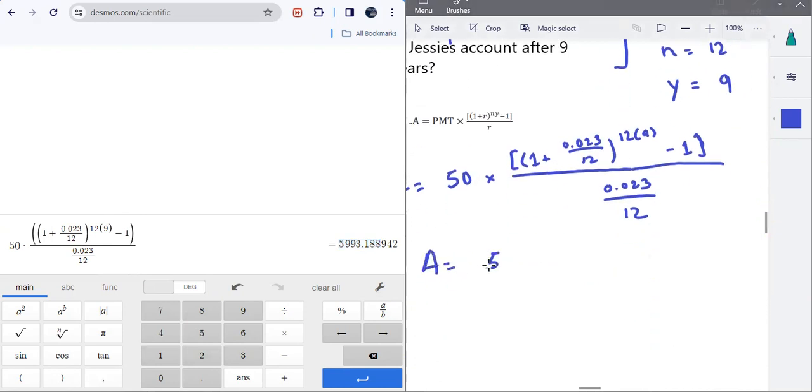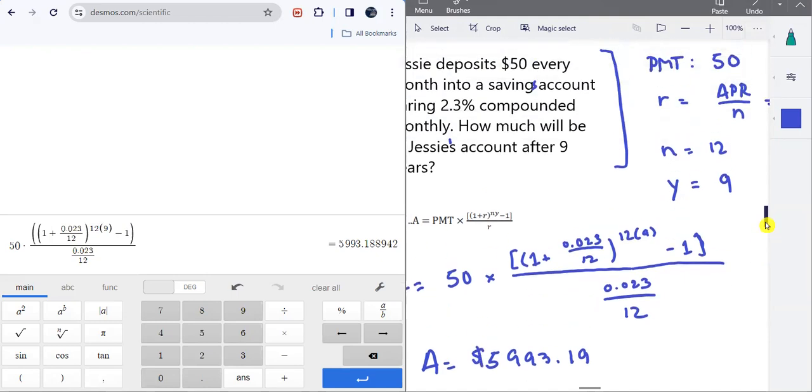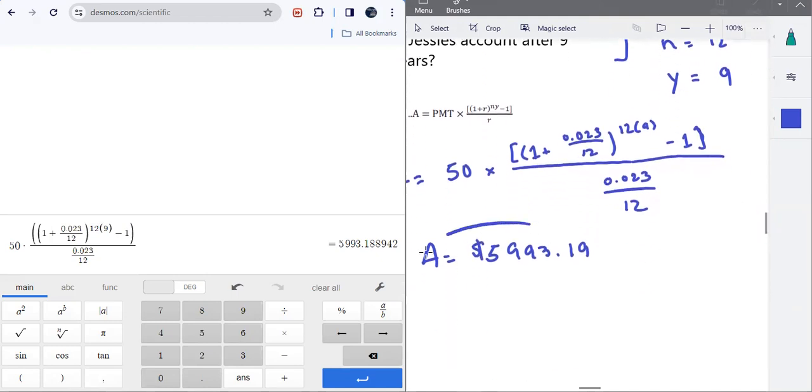And we have $5,993.19 if I'm going to round that to the nearest cent. So how much was in Jesse's account after 9 years? That much. Not bad. That's not bad, actually.